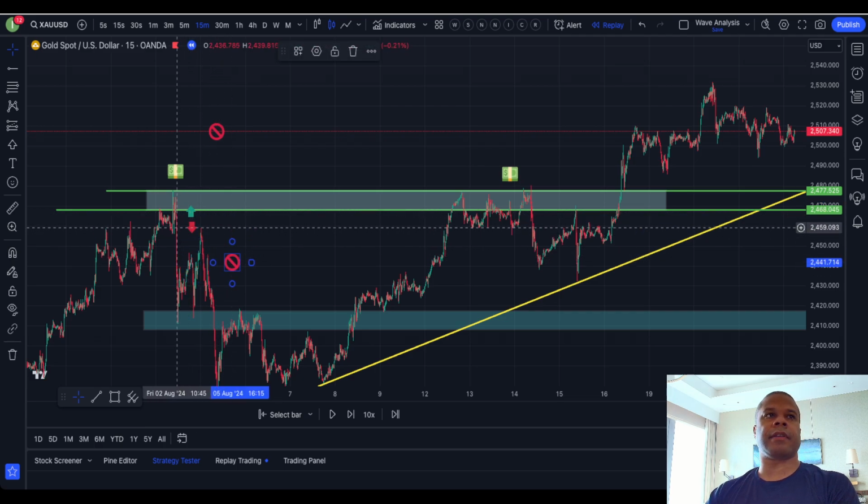So what happened? The market came up, collected that order, and then it came right back down. And so now the market collected all those stop losses. It collected all that money because they were on the wrong side of the market.